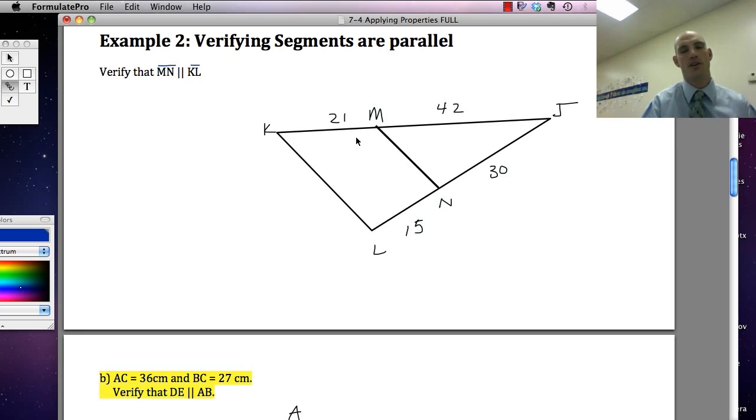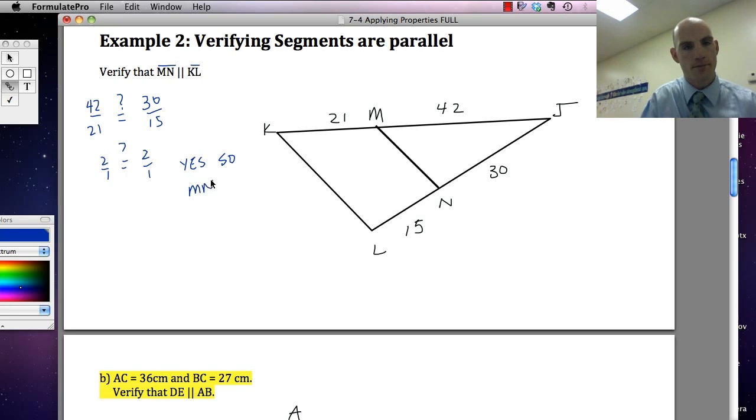So how am I going to do that? Well, I'm going to test the sides. So I'm going to say 42 over 21. And I'm going to put an equal sign and a question mark because that's what I'm testing. Is that equal to 30 over 15? Well, this reduces to 2 over 1. And is that equal to 2 over 1? Yes.